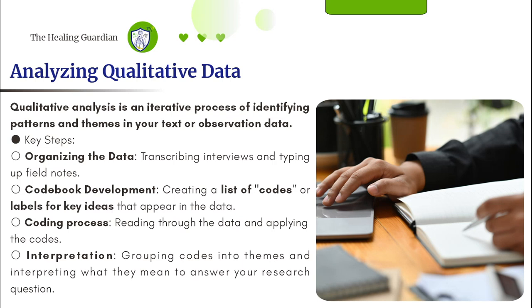So you first start with organizing it: type up the field notes you collected, organize them, then you develop a code book. You create a list of codes or labels for the key ideas that appear in that data. For example, coding is like organizing your clothes. You put all the shirts in one pile and all the trousers in another so you can see what you have. So coding is like labeling the key ideas.